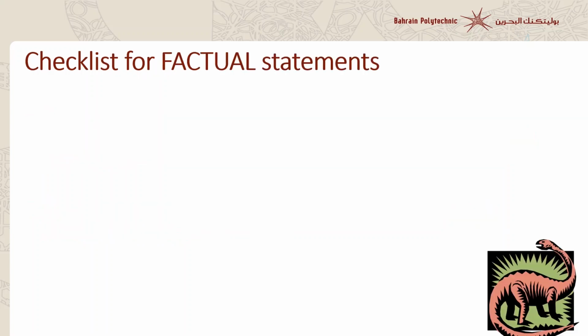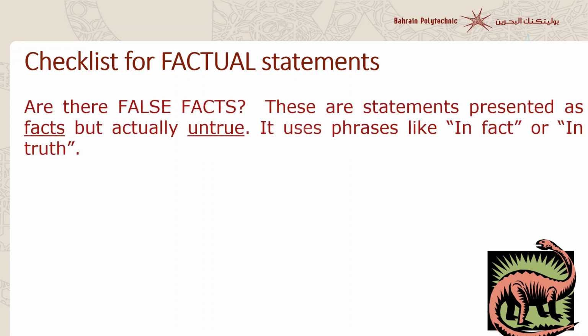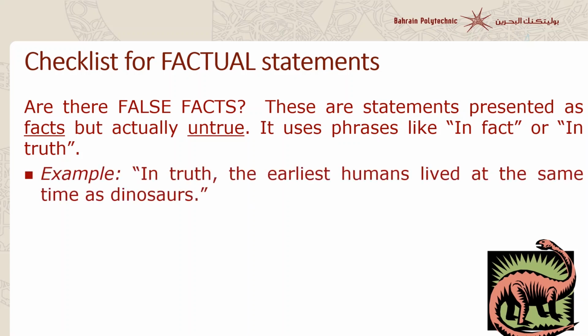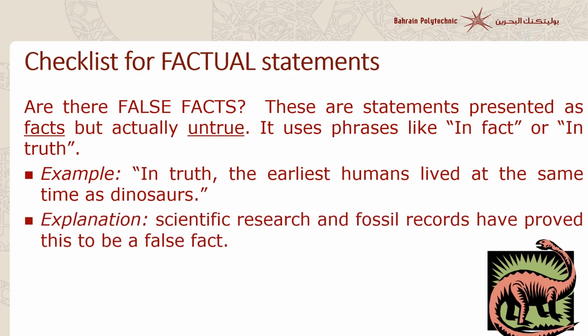Moving on, when dealing with facts, you have to be watchful of false facts. What are these? These are statements presented as facts, but actually they're not true. They use phrases like in fact or in truth. For example, if I say, in truth, the earliest humans lived at the same time as dinosaurs. Is this a fact or an opinion? Well, scientific research and fossil records have proved this to be a false fact. Okay, this is not true.